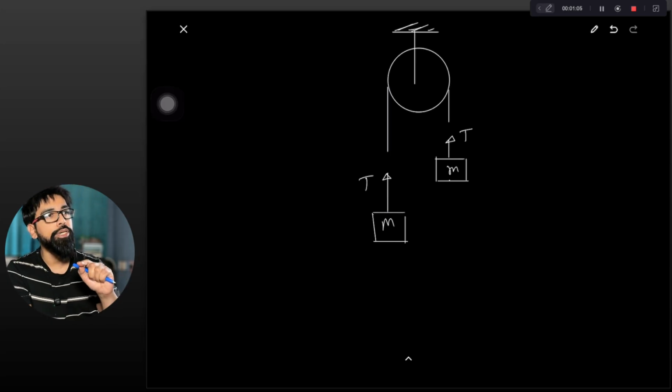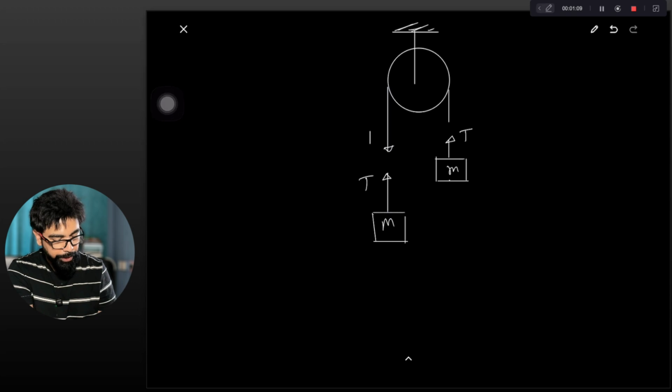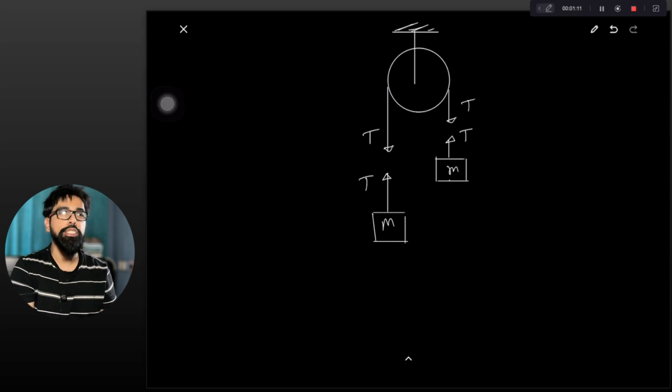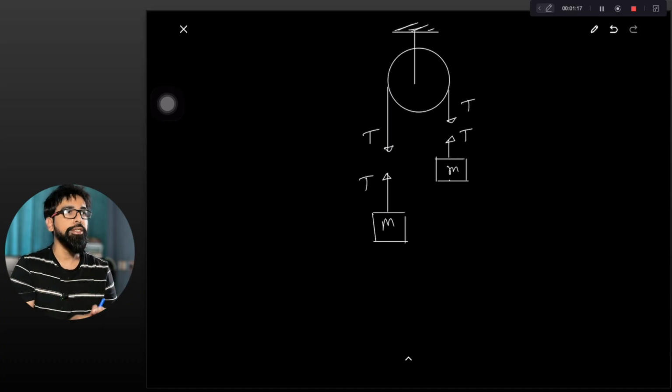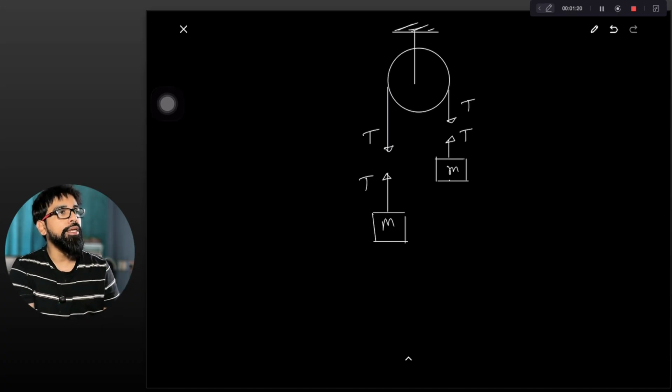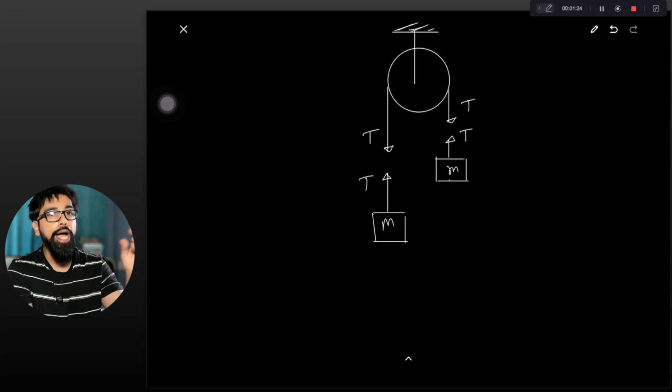So in ideal condition, what happens? See, the tension that you are seeing throughout the string will remain the same, because the concept is that as long as you do not face mass, the tension throughout the string remains constant. But this diagram is true for the pulley which is ideal.